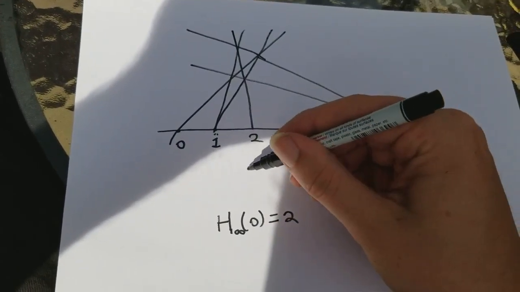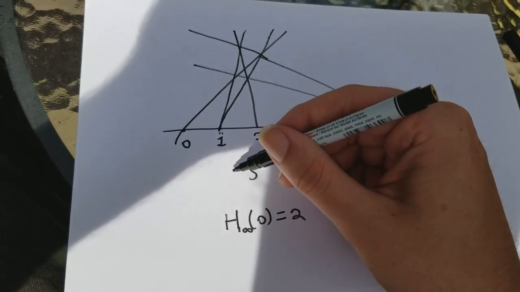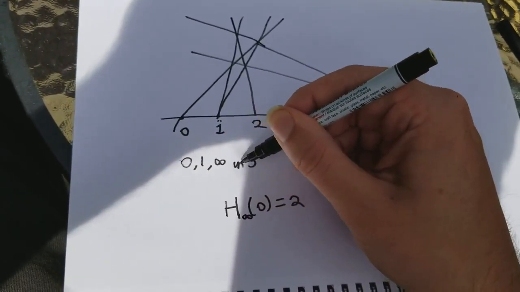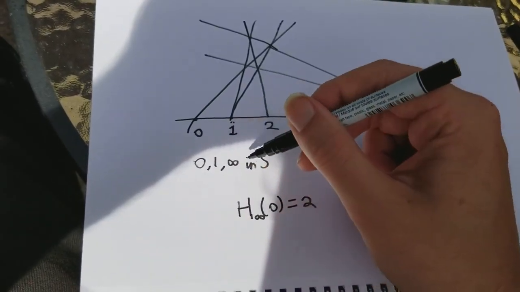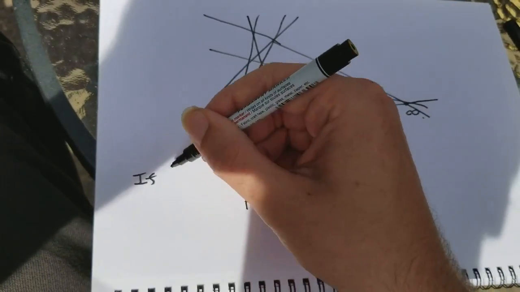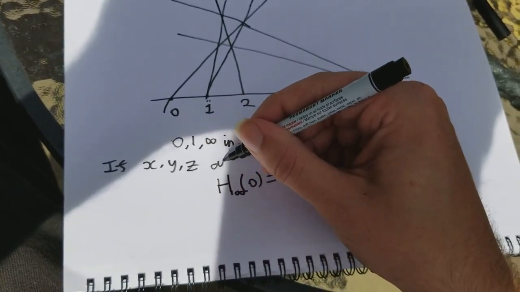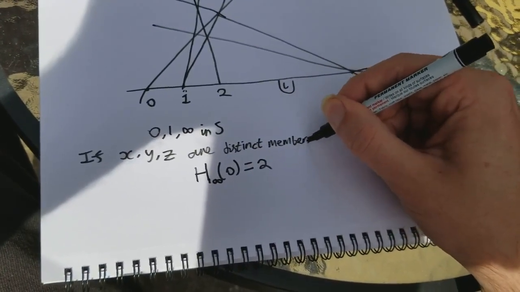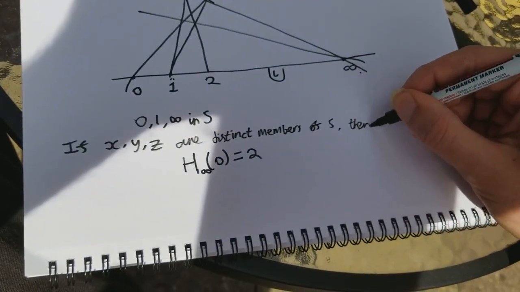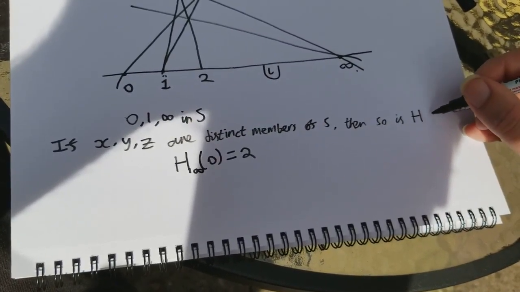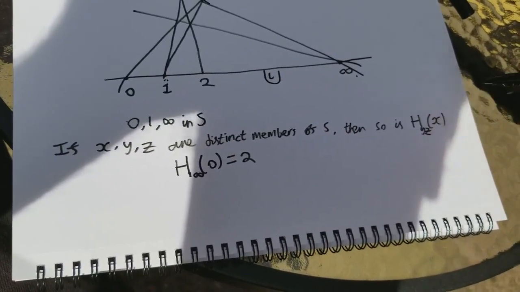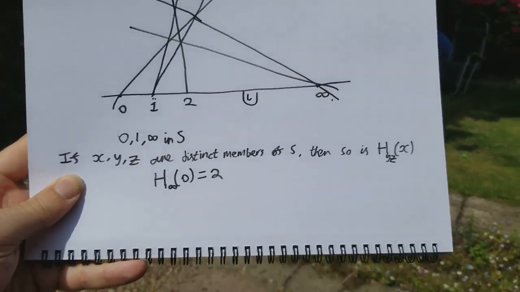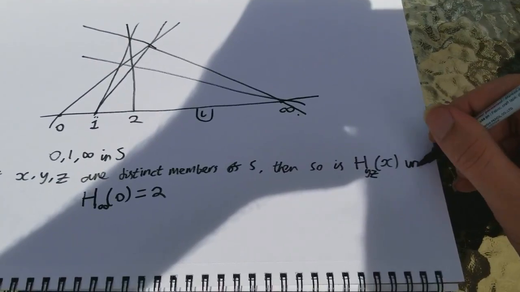So imagine we had a set. And this set here, it contains the points 0, 1 and infinity. So they're going to be in our set. So this is going to be a set of points on this line. And it holds 0, 1 and infinity. And also it has the property that if x, y and z are distinct members of S, then so is the harmonic conjugate of X with respect to Y and Z. Okay, so this is our critical definition because when I say so is this, I mean this is also in S.